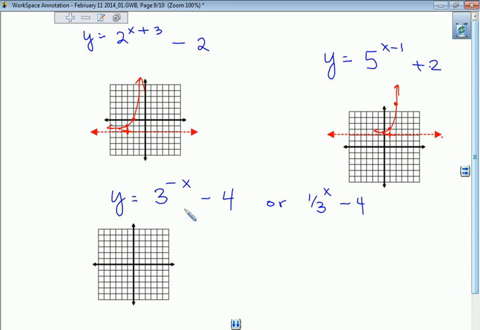Okay? Now this one. What does this do? Down 4.